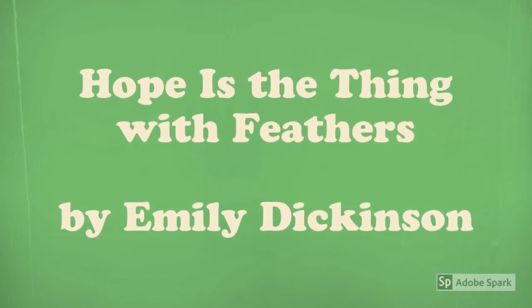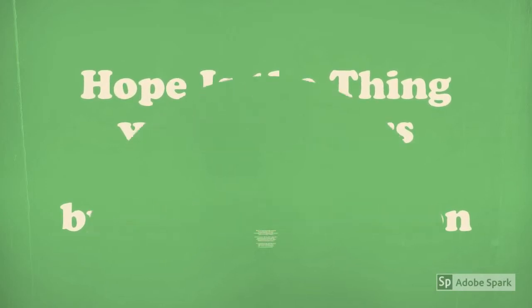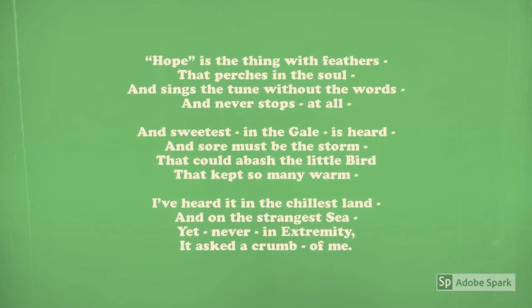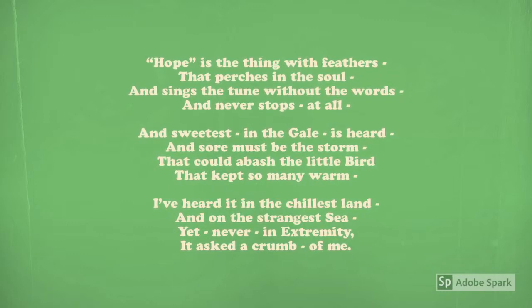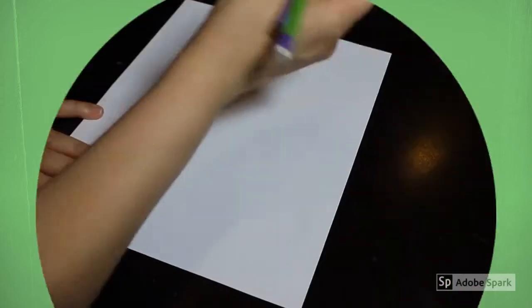Hope is the Thing with Feathers by Emily Dickinson. Hope is the thing with feathers that perches in the soul and sings the tune without the words and never stops at all. And sweetest in the gale is heard, and sore must be the storm that could abash the little bird that kept so many warm. I've heard it in the chilliest land and on the strangest sea, yet never in extremity it asked a crumb of me.